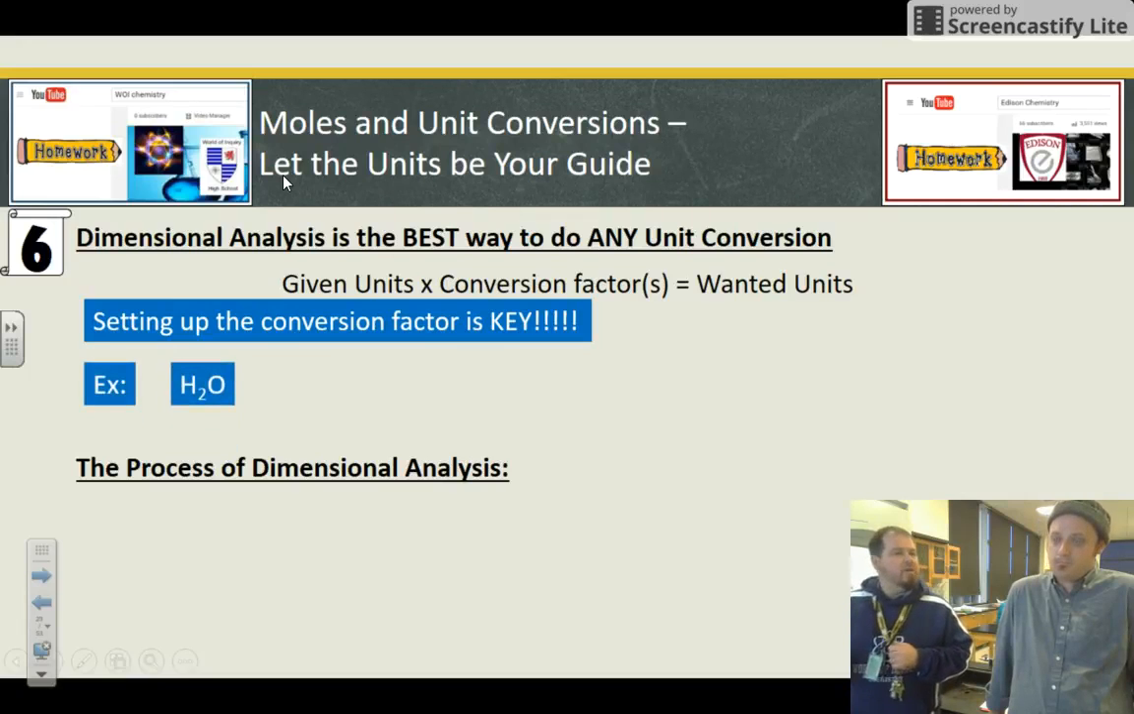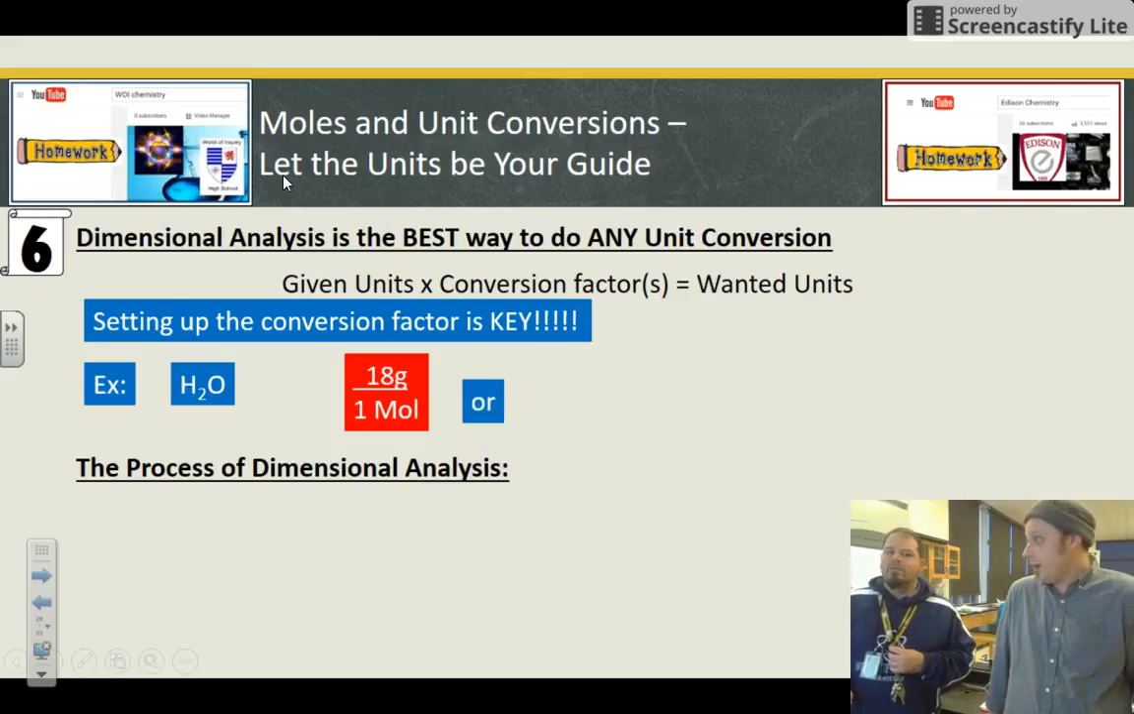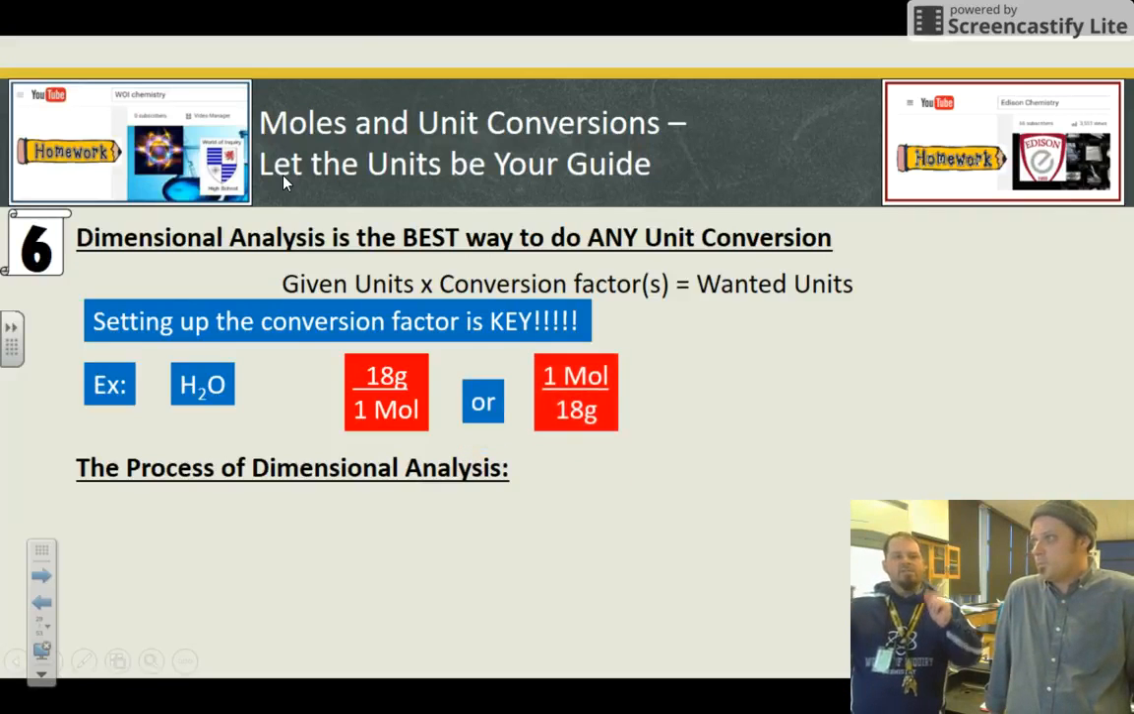You learned to calculate the gram formula mass. Remember what it is off the top of your head? 18 grams per mole. We've done it so much. But there's also 1 mole per 18 grams. There's the key. And notice the units are either in the numerator or the denominator.